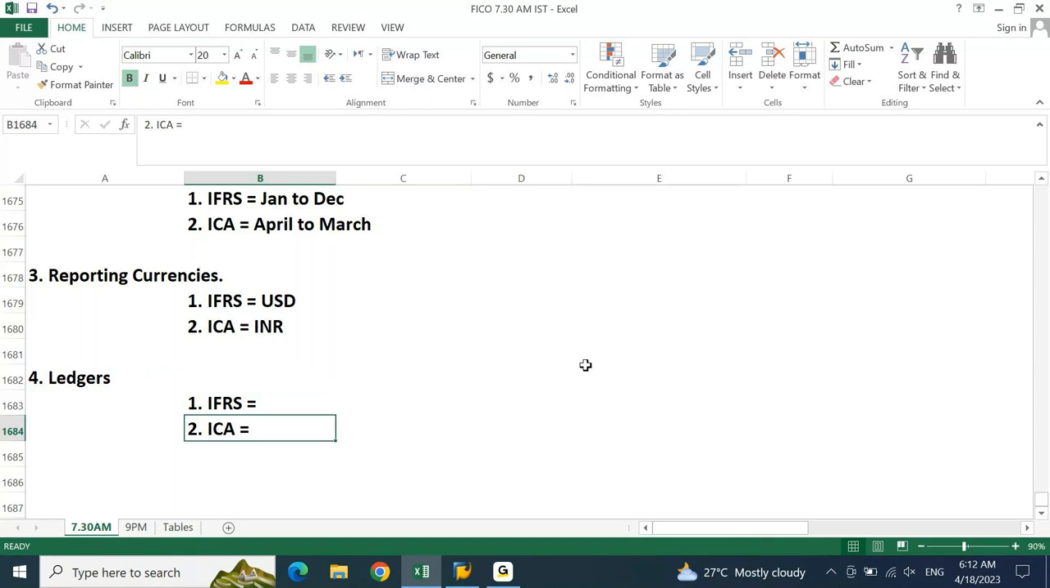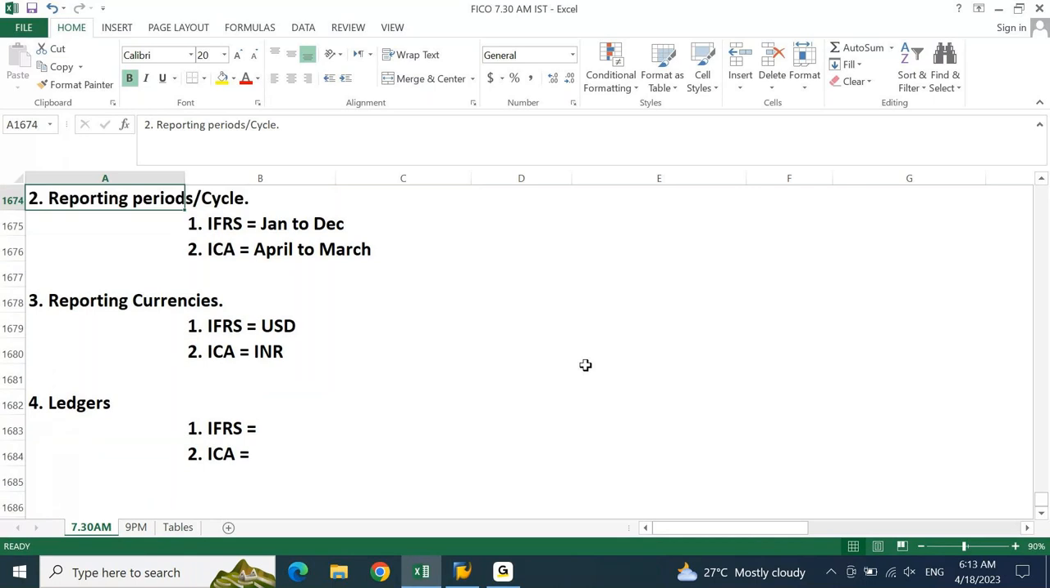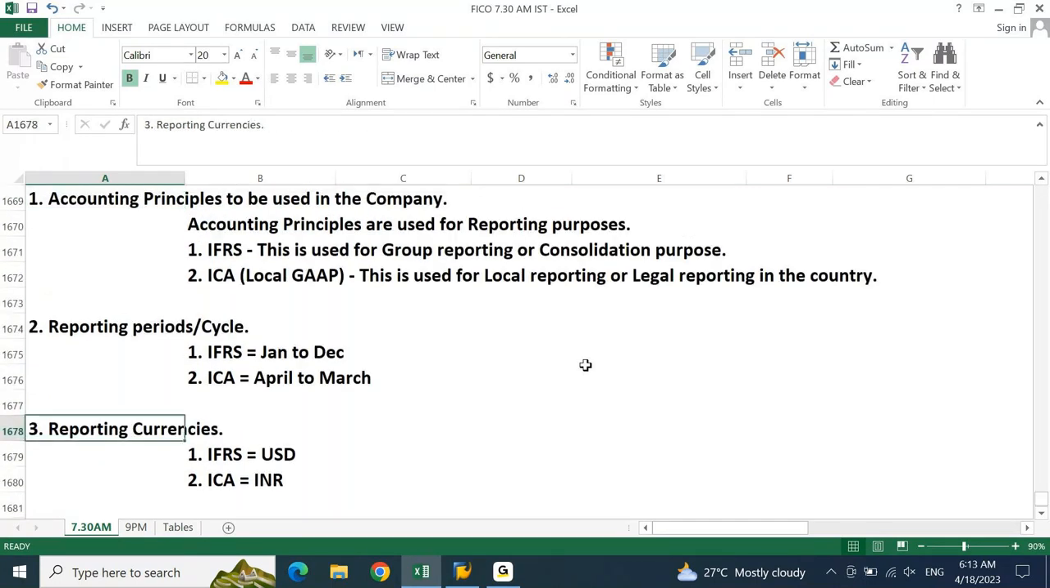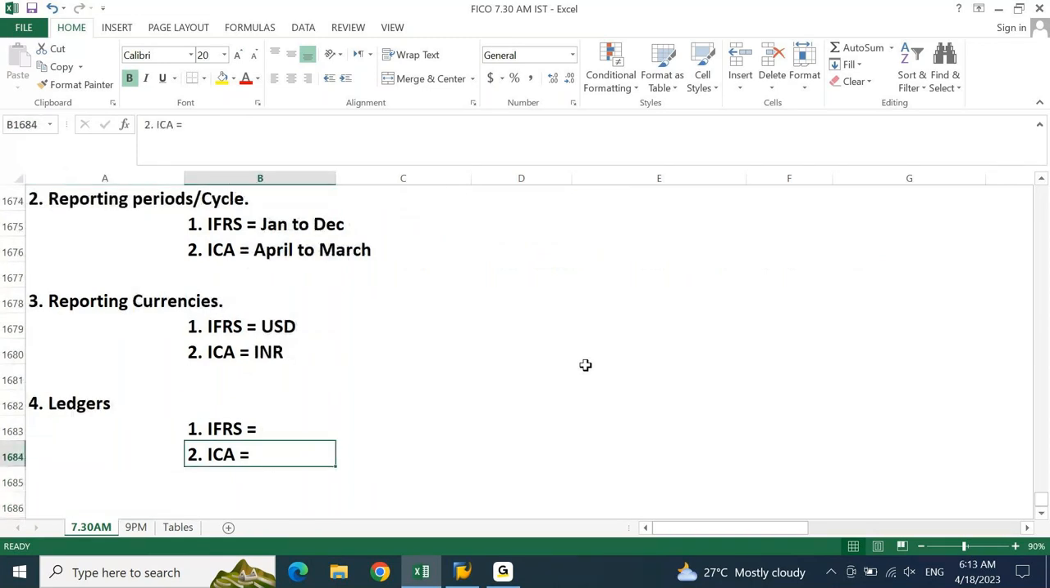Now you will be having two types of reporting, for Indian Companies Act and IFRS. For Indian Companies Act, we will be using leading ledger. Now whatever we are writing here are all the standard things that are followed in most of your real-time projects. Tomorrow if somebody is asking you, blindly inform these points.